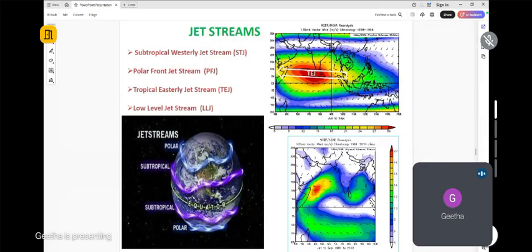These two are global jet streams. They will be seen throughout the year, covering the entire globe. But they will be most intense during the winter season. Can any of you guess why? Jet streams are stronger and more well defined in the winter season than in the summer season. Can any of you guess?